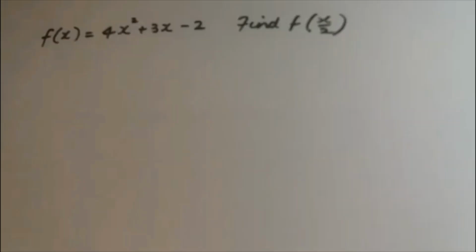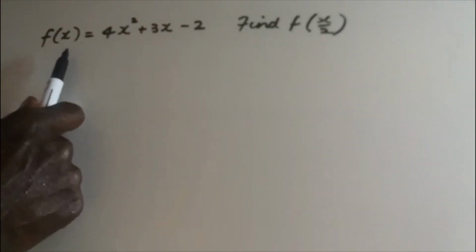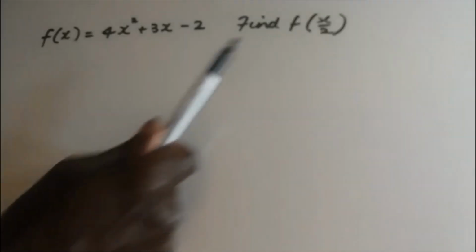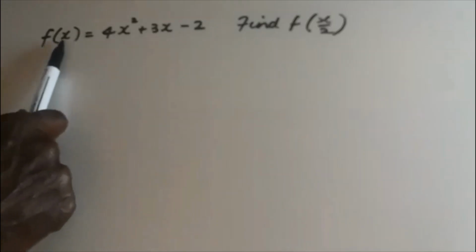Hi. Here we have a function f of x, and we're asked to find f of half x. Now, key to being able to tackle a problem like this is to understand function notation. What this means is that there's a function of x.